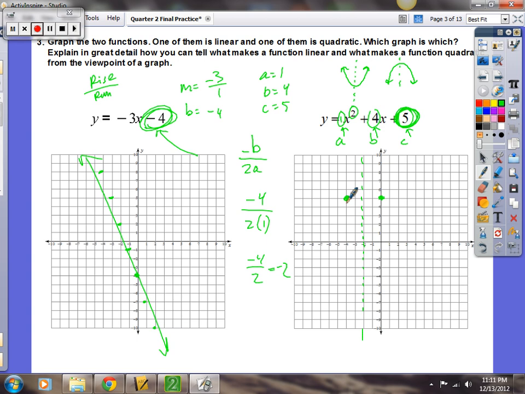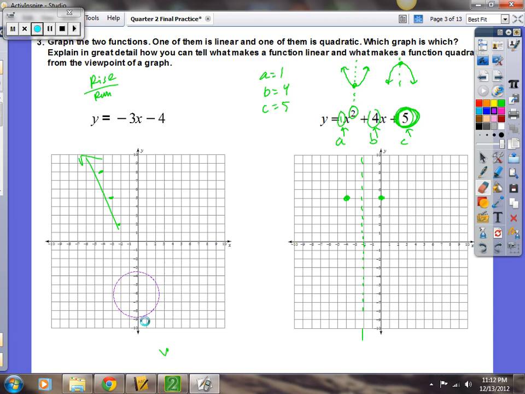Okay, now I just need to find the highest or lowest point of my parabola. I need to find the vertex. The vertex, let me erase some stuff. Okay, the vertex, if you make your table, an X and a Y table, you're going to plug in this -2 for X. You're going to plug in a -2, and whatever spits out, that is going to be your vertex.